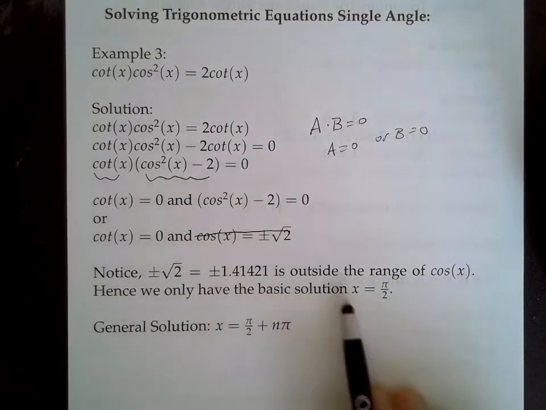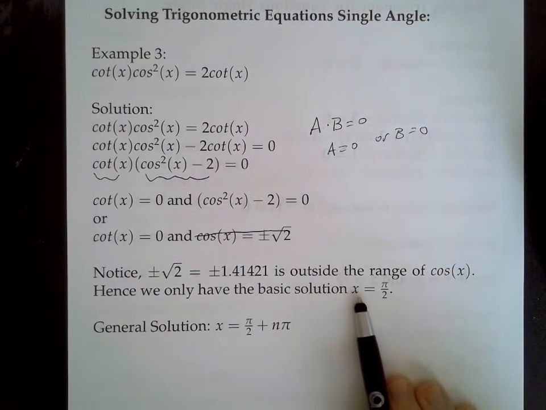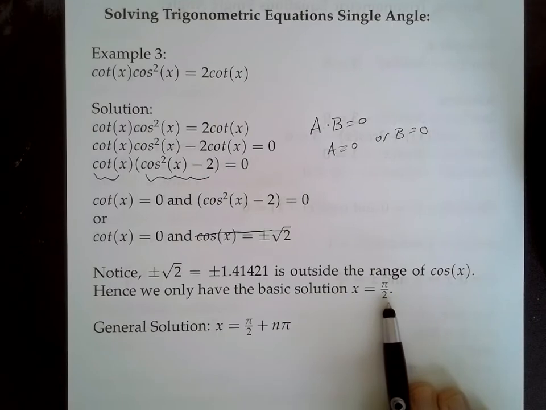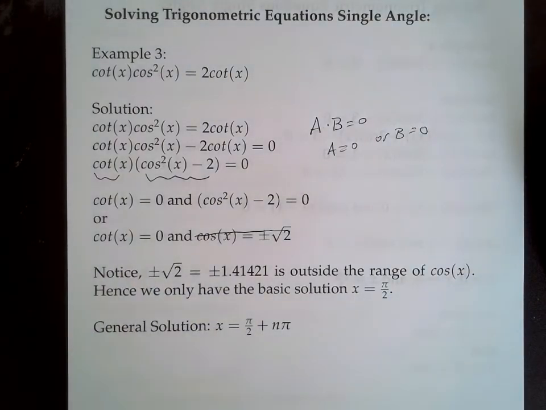So in this case, we only have the basic solution at cotangent x is equal to 0, so x is equal to pi over 2. And since my cotangent and my tangent both have a period from 0 to pi, my general solution is going to be x is equal to pi over 2 plus n times pi. Okay, so this is what I meant by something that's a little bit more complicated.